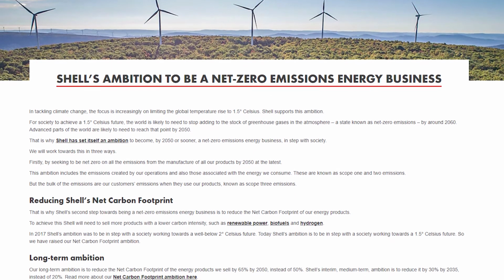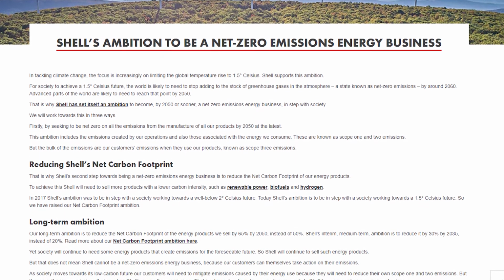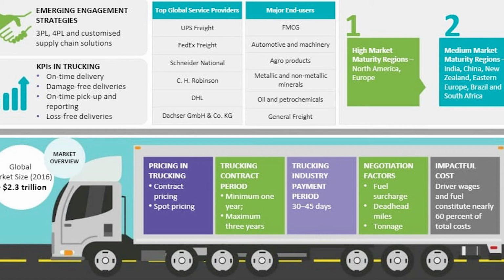e-commerce delivery chain. Shell's ambition is to be a net zero emissions energy business by 2050 or sooner, and to partner closely with the customers in key industries as they seek to decarbonize. One good example is the road freight industry, which plays a key role in the global economy, but is also the highest emitting sector, responsible for about 8% of global CO2 emissions.